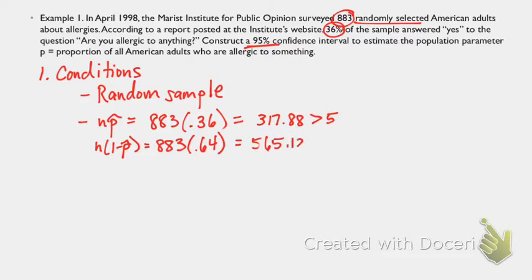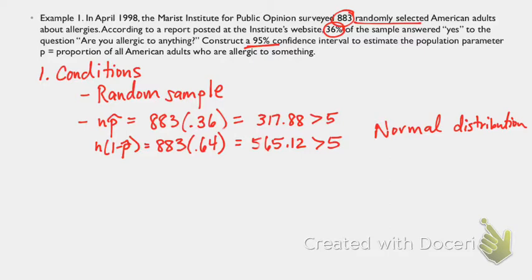Can it ever be equal to 5, or does it have to be always greater? It can be equal to 5. Greater than or equal, right? So that tells me that I have a normal distribution. So check.